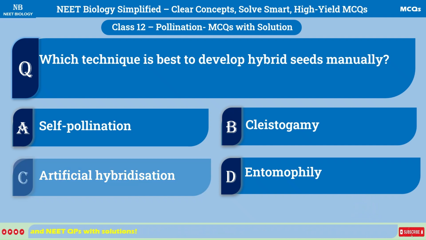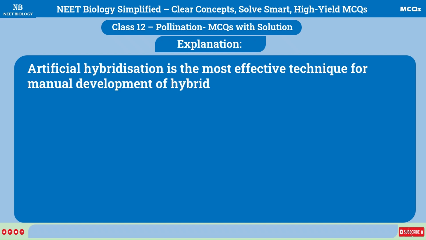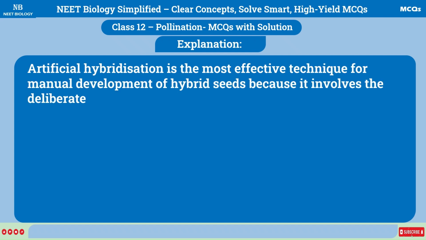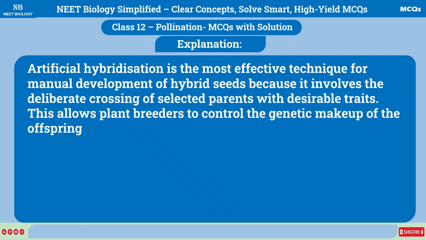Correct answer is C. Artificial hybridization. Explanation: artificial hybridization is the most effective technique for manual development of hybrid seeds because it involves the deliberate crossing of selected parents with desirable traits. This allows plant breeders to control the genetic makeup of the offspring.